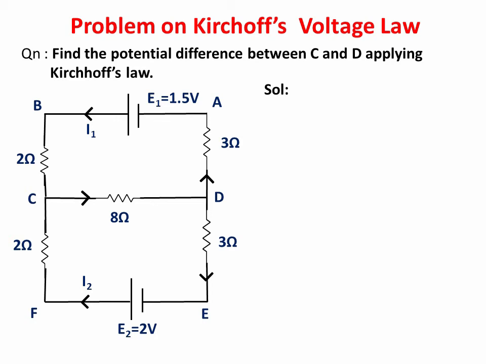The I1 current is moving from E1 and passing through the 2 ohm resistance, that is the BC branch, and at C the current doesn't want to take a long path, it always likes the short path. So the current immediately goes through 8 ohm. So I1 goes through 8 ohm and reaches D.